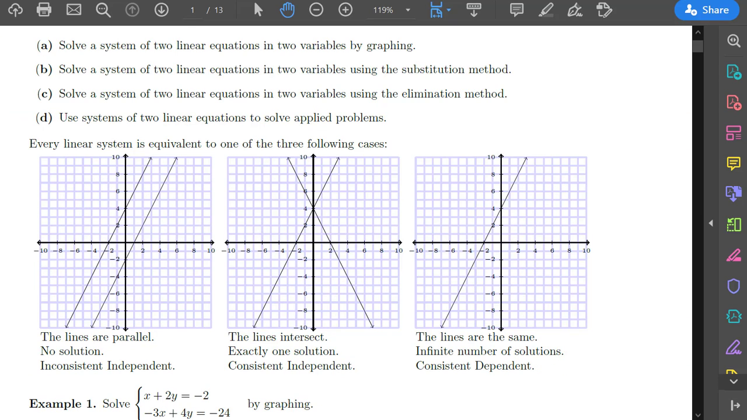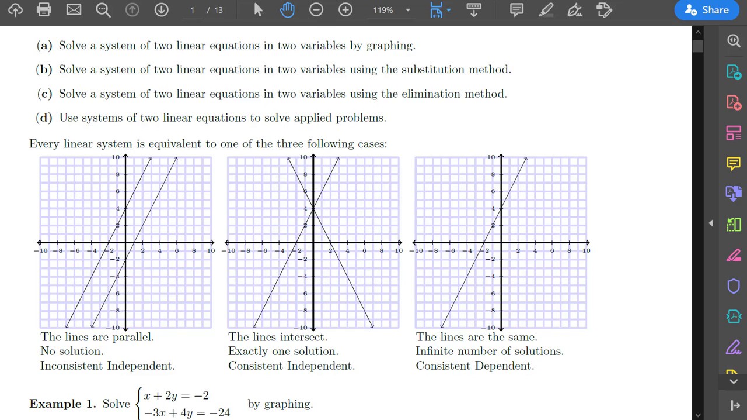In this chapter, we're going to solve a system of two linear equations in three different ways. We're going to solve it by graphing, by using the substitution method, and by using the elimination method. And then we'll do some examples of solving two linear equations to solve some applied problems.